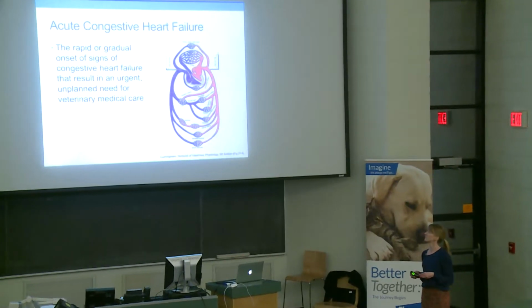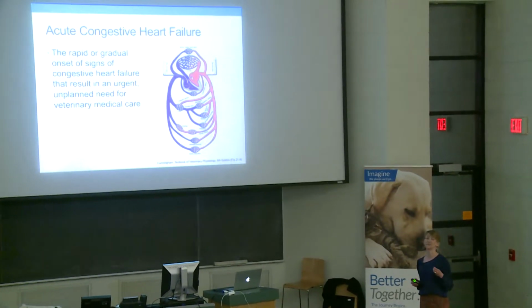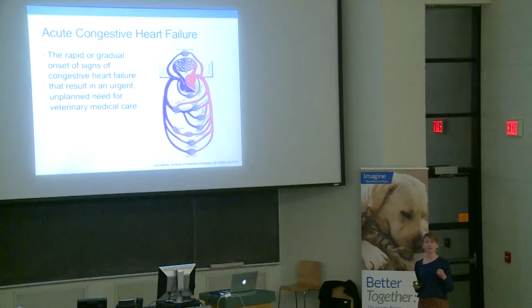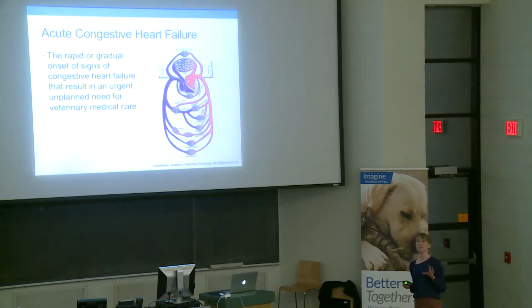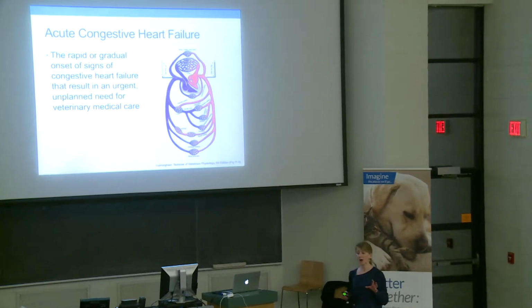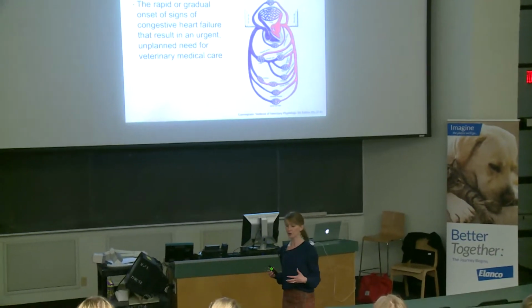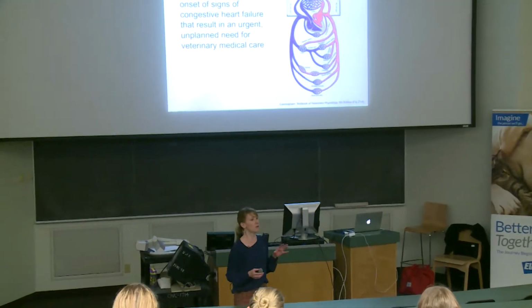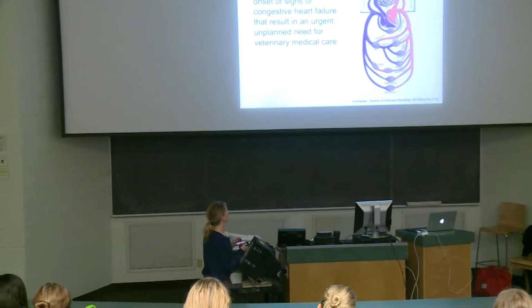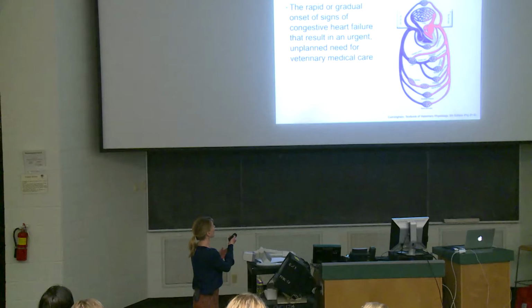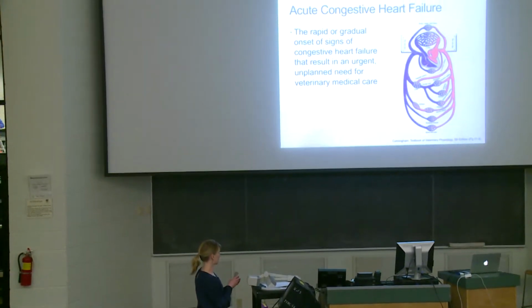So acute congestive heart failure, I think, can be defined as the rapid or gradual onset of signs of congestive heart failure that result in an urgent or unplanned need for veterinary medical care. So that's what we're talking about. Those are the patients that we're talking about. And just as a reminder, if we're talking about left-sided congestive heart failure, which is the most common presentation that we would see, we're talking about a rise in pressure at the level of the left atrium.